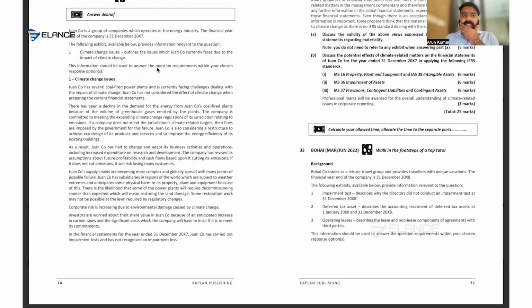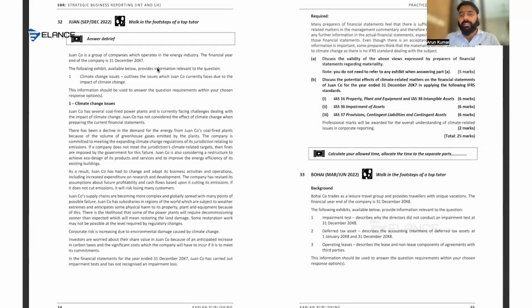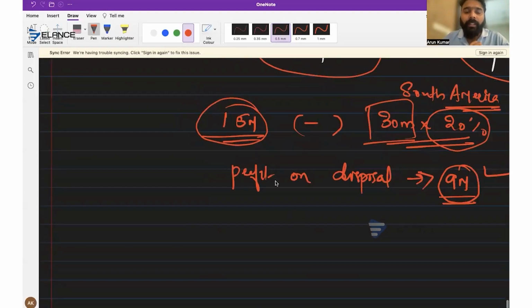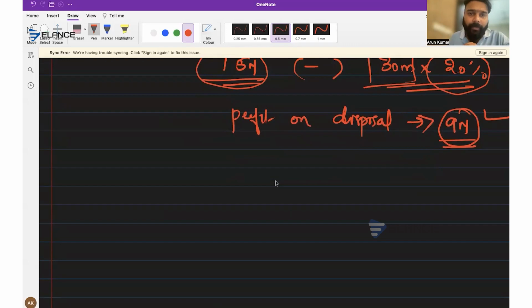So climate change is the next question. One thing you have to understand is that it is actually a part of your current issue as well. Whenever there is a climate change, many accounting standards get affected by it. So what are the normal accounting standards that will get affected by climate change? We have to learn that this is a general topic because it is one of the crucial parts of the day-to-day world.